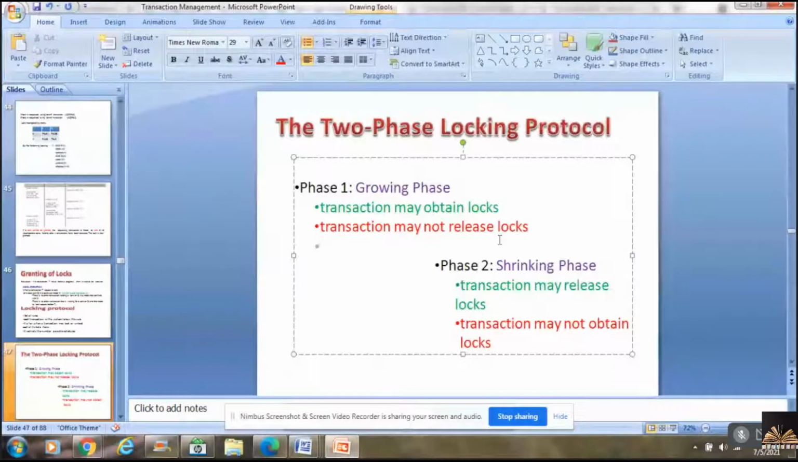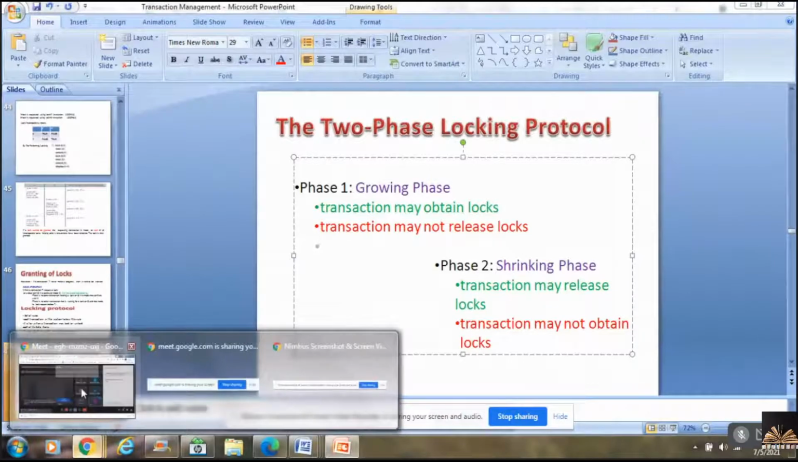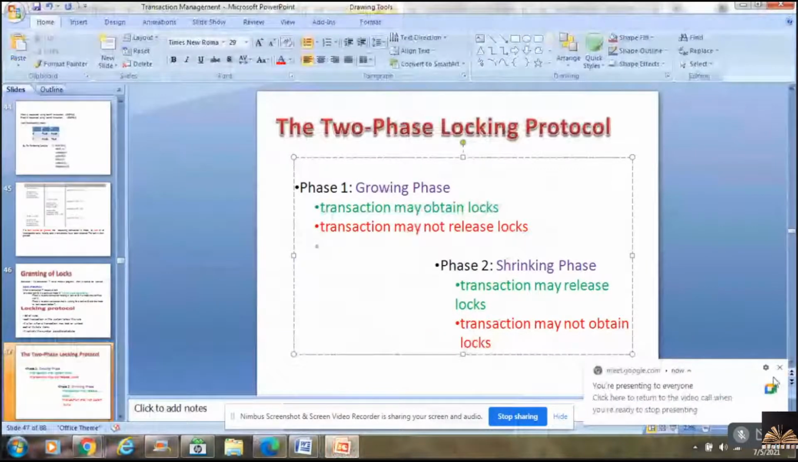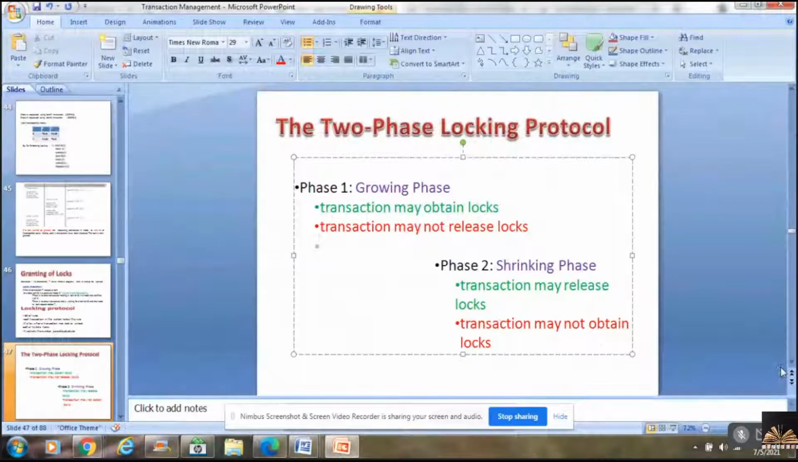Next, the shrinking phase. The transaction may release locks over here. So once the transaction starts releasing the locks, that transaction has entered the shrinking phase. And once you enter the shrinking phase, that transaction cannot obtain any locks on any of the database items.